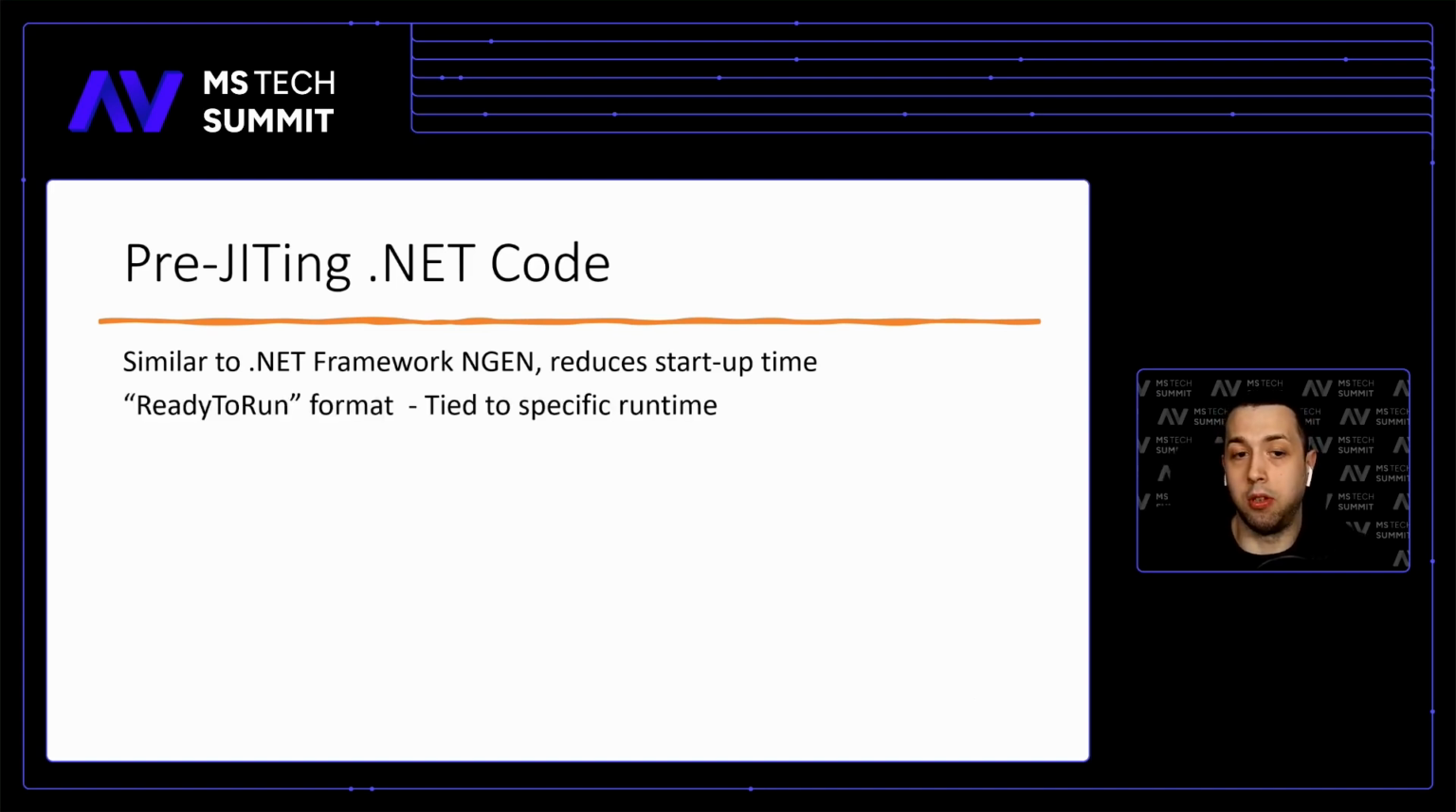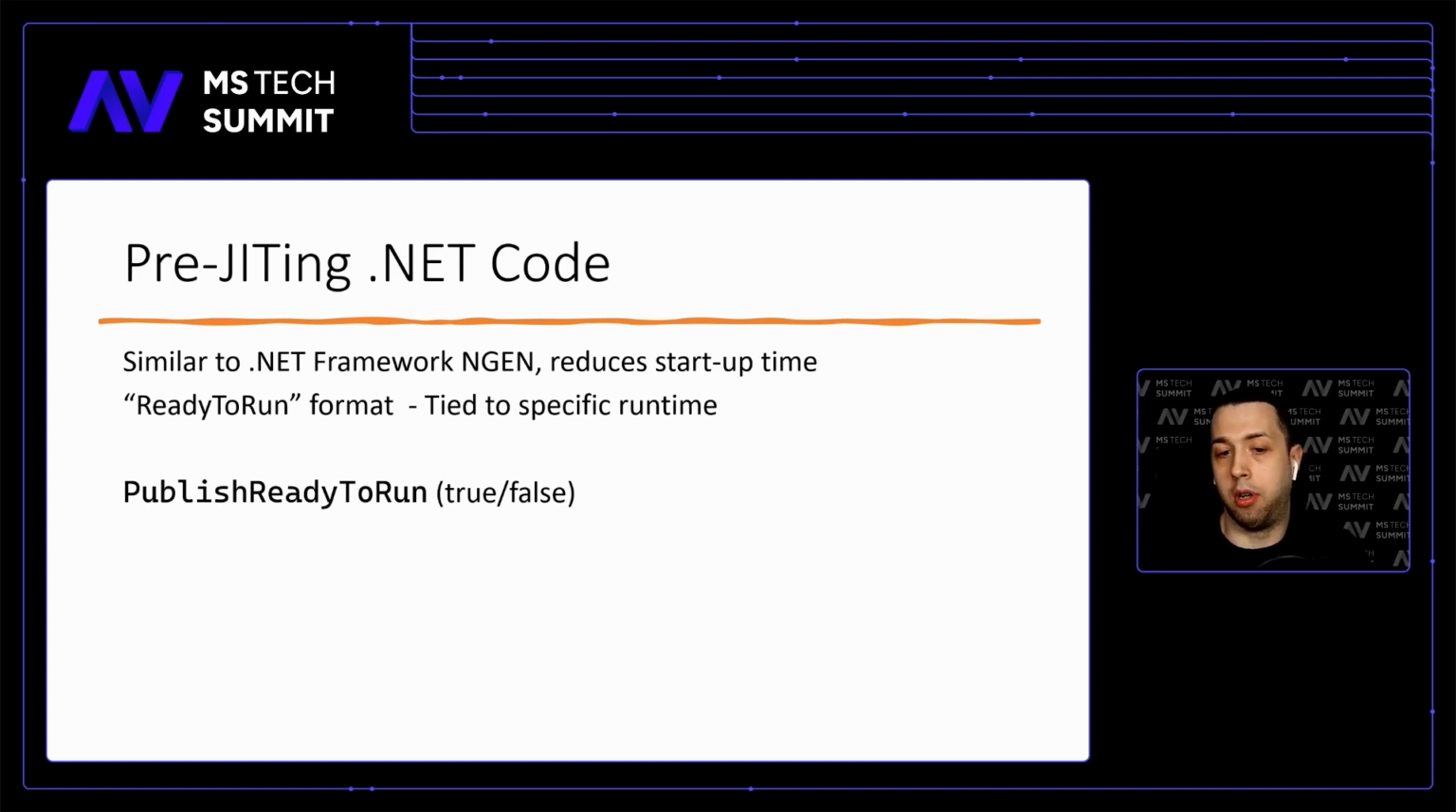This is using the ready-to-run format. This is actually tied to a specific runtime. So your DLL file will increase in size and also already contain a pre-compiled version for a specific runtime. If you copy it to some other machine, it will have to JIT again, but it should work. And the way to use this in .NET is you can either in a project file or as a command line parameter set publish ready to run.